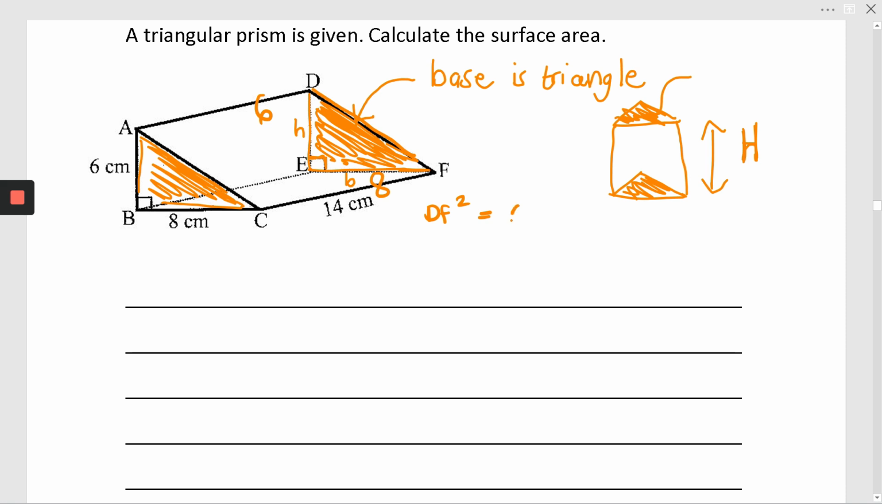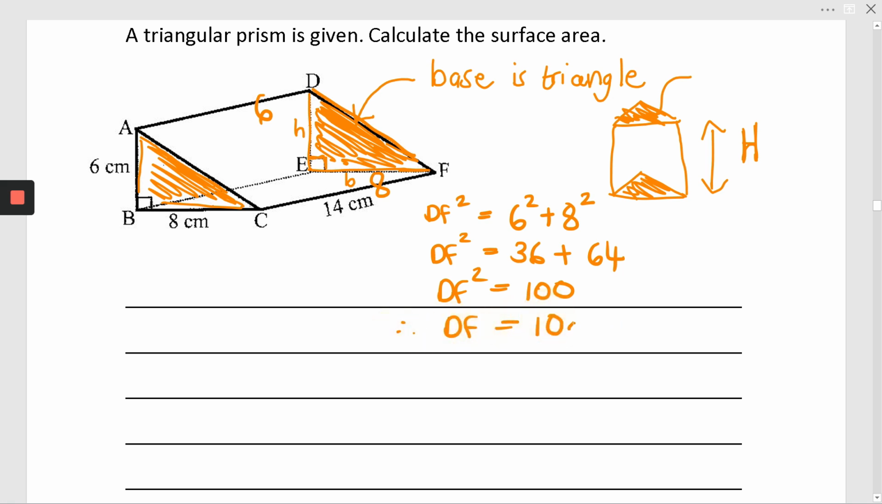DF squared is going to be 6 squared plus 8 squared. I'm finding the hypotenuse, so I'm doing an addition sum here. So DF squared is going to equal 36 plus 64. DF squared therefore equals 100. So therefore DF will equal 10 centimeters. And I'm putting my units back right at the end. Okay, so there's the 10.